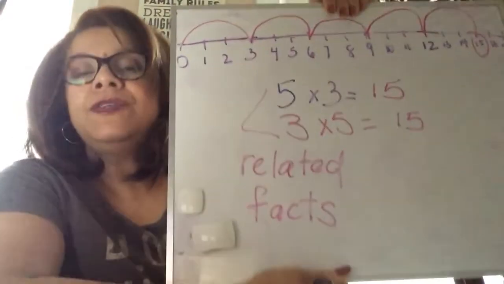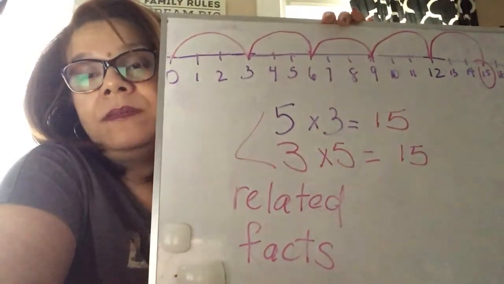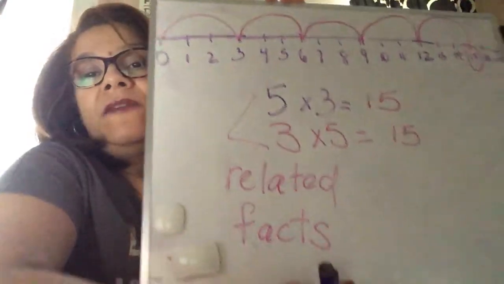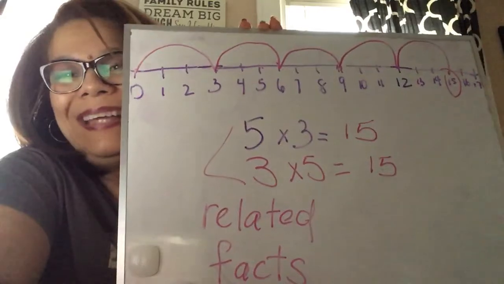And we've heard that term before when we've worked on addition and subtraction. 5 times 3 equals 15 is a related fact to 3 times 5 equals 15. Okay? Want to try one more? Let's try one more. Like I said, give me a minute while I erase all of this.